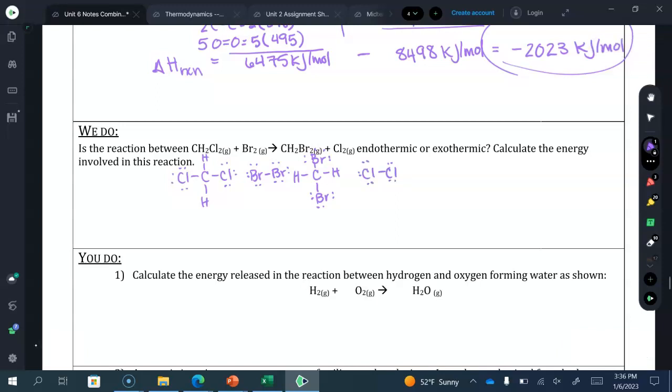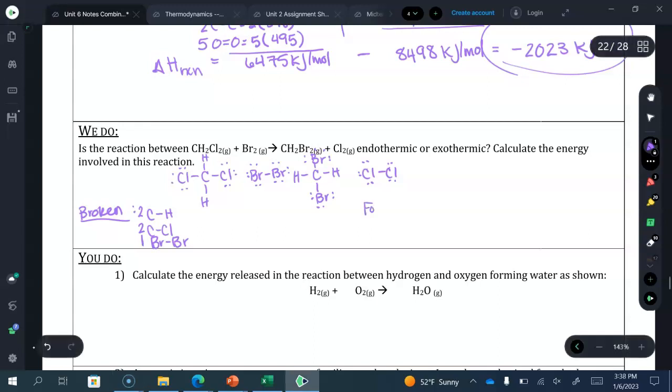Okay, so we have our compounds. I want you to first identify which bonds are being broken, and then we'll check in, and then we will do bonds formed, and then we will do the math. So first identify which bonds are being broken. Okay, so you should have seen that you break the CH bond on the reactant side, the CCl bond on the reactant side, and the Br to Br bond on the reactant side, but that you have 2 CHs and 2 Cls.